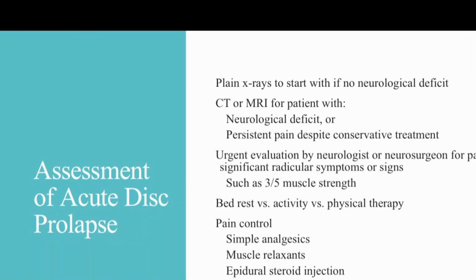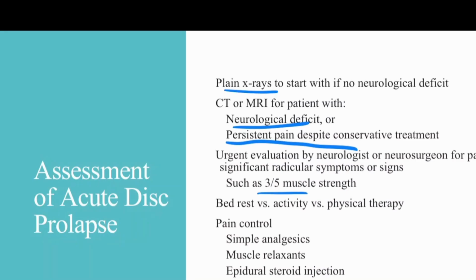So what do we do about disc prolapses? Plain x-rays to start. Here's where that whole CT MRI thing, again, if they're just coming with lower back pain, maybe going down their leg, but there's no other issues, they have no bladder or bowel incontinence, it's just one-sided, they'll get one eventually. But again, if they have a neuro deficit, persistent pain despite treatment, get an MRI or CT, see what's going on there. If they have significant radicular symptoms or signs, like 3 out of 5 muscle strength, get neuro involved as well. Have them evaluate the patient.